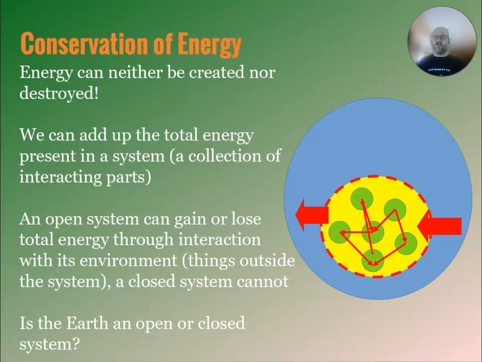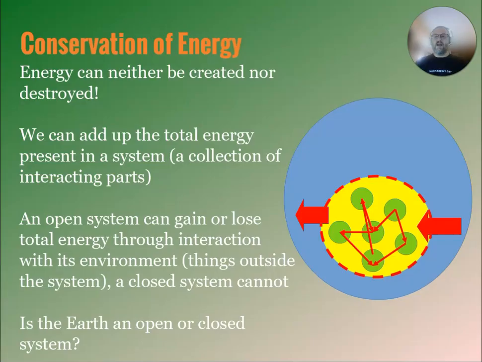A closed system would be a system that has no interaction with anything outside of it. And in that case, its total energy has to stay the same. It can move around, it can get converted into different forms within the system, but it can't increase or decrease the total energy in that system if it is closed, if it has no interactions with anything outside of it. So then that leads to the question, is the Earth an open or a closed system?